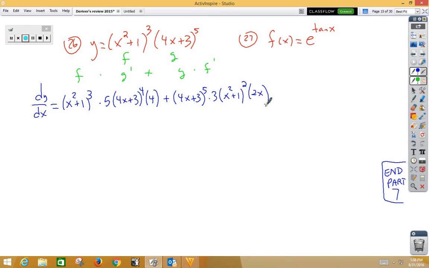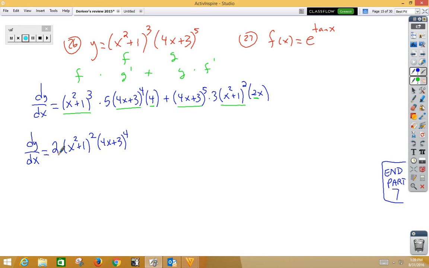We could do a little factoring in this problem to simplify. AP would probably do that. So let's see what we have in common. We have an x squared plus 1 cubed and an x squared plus 1 squared. So we could take out an x squared plus 1 squared. We have a 4x plus 3 to the 4th and a 4x plus 3 to the 5th. We could take out a 4x plus 3 to the 4th power. We could, since we have a 4 here and a 2 back there, we could take out a 2 as well.